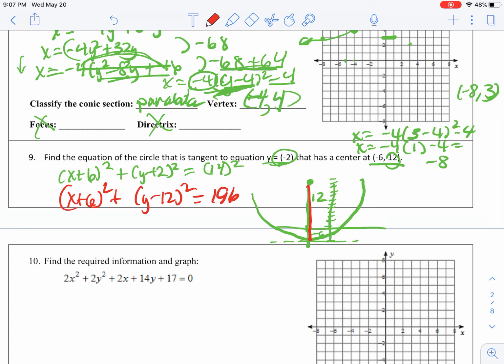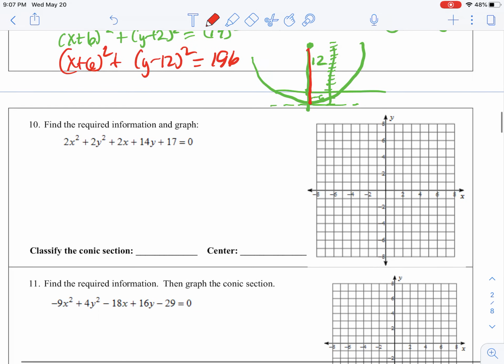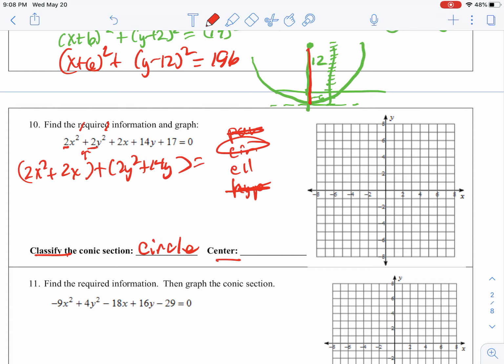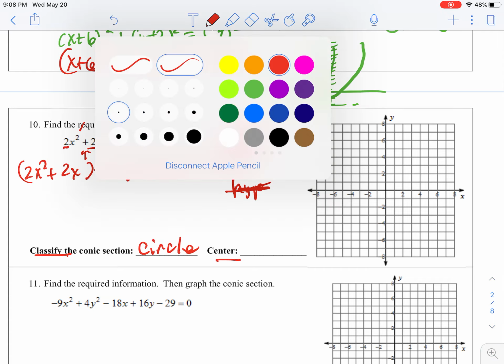Let's see. Okay, now the next one. Okay, let's see what this is. Classify the conic section and find the center. All right, parabola, circle, ellipse, hyperbola. All right, it's not a parabola because there's 2 squares. It's not a hyperbola because there's a plus sign. It's a circle or an ellipse. I picked circle. It's a circle because the coefficients are the same. But it's not in the right form, so I'm going to group my x's. I'm going to group my y's, and move this constant over, negative 17 over.